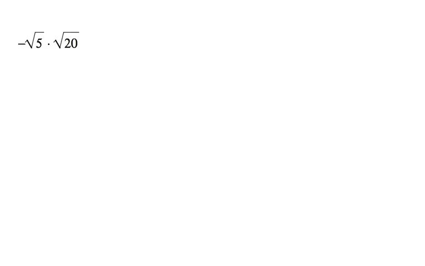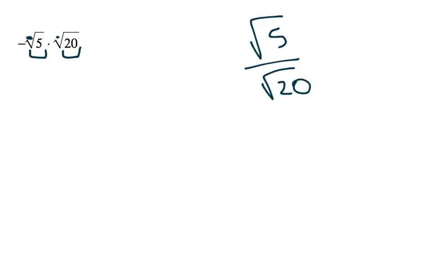When you are multiplying or dividing radicals, you only need to have radicals with the same indices. It's okay if the radicands are different, such as in this case, but you must have the same indices. For example, I could not multiply or divide the square root of 5 times the cube root of 20, but I can divide the square root of 5 by the square root of 20, even though the radicands are different.